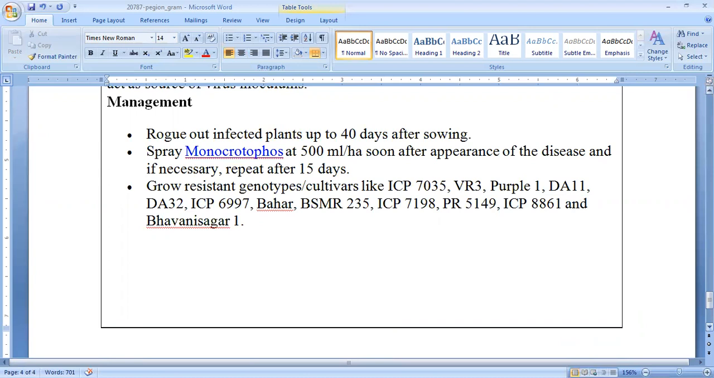Resistant varieties or cultivars can be used to manage the disease, like ICP 6997, ICP 8861, Bhavani Sagar 1, etc.